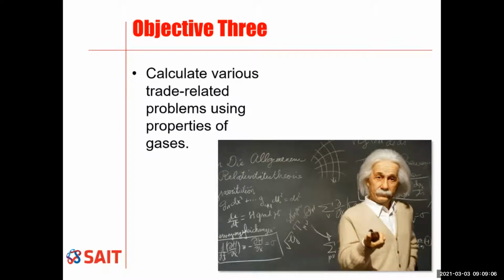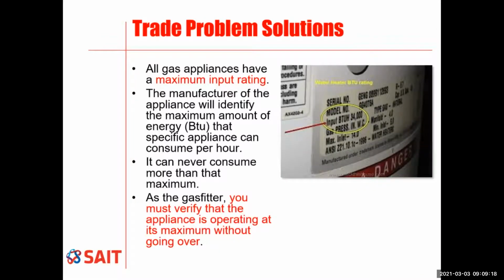Okay, we're going to calculate various trade-related problems using properties of gases. So all gases and all gas appliances have an input rating. They're given an input rating. The manufacturer will come up with this number, how many BTUs that appliance will consume in a specific amount of time. And the time is always hours. So that appliance should never consume more than that maximum.